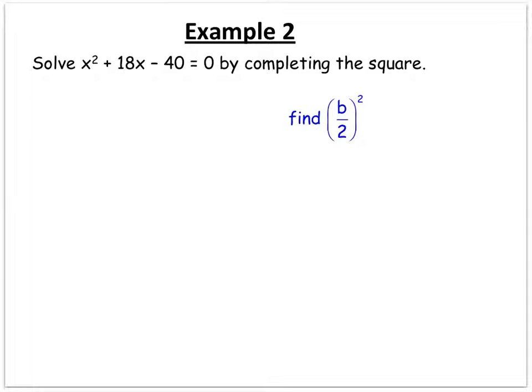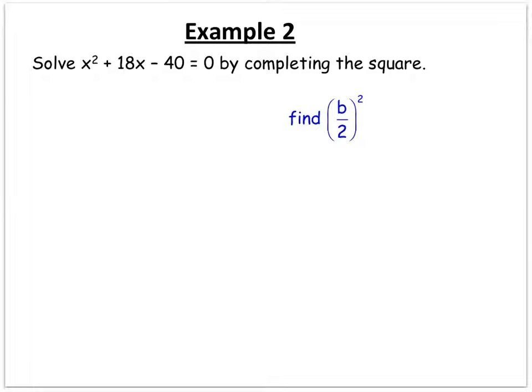Okay, so we're going to do an example of solving by completing the square. You'll notice right here on the side we have, in order to do that, we take b and divide it by 2 and square it. Remember that whatever is in parentheses as b divided by 2 is going to be our factor that's created.